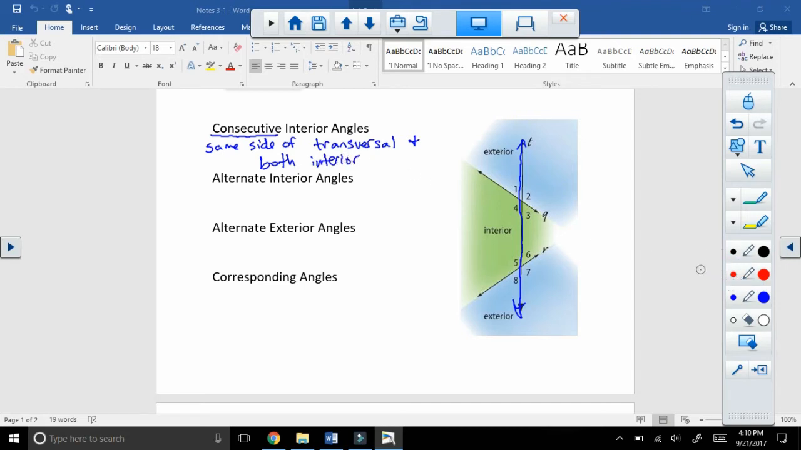So an example of consecutive interior angles would be like angle 4 and angle 5. Those would be consecutive interior angles. Or there's another pair, angle 3 and angle 6, are also consecutive interior angles.